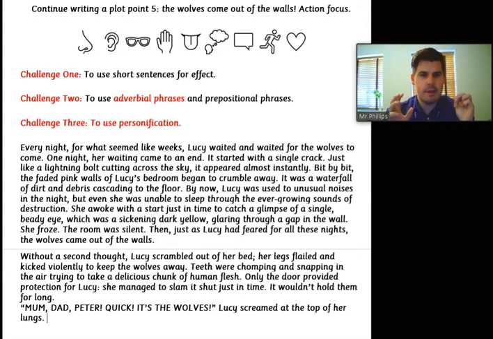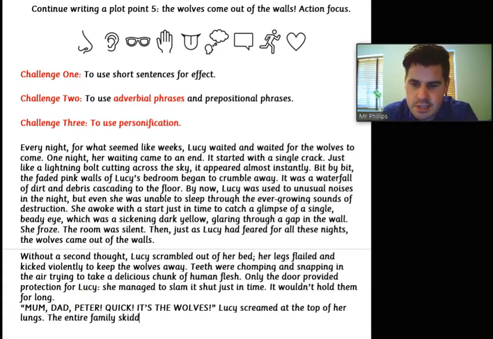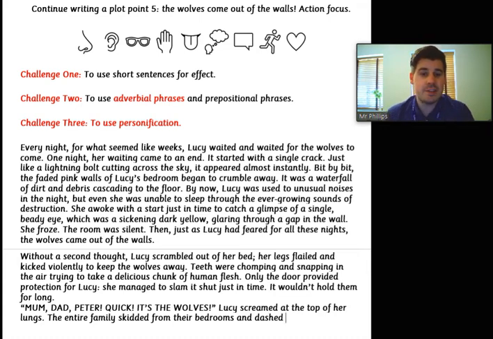And then I want to say, maybe the family kind of skidded out of their bedrooms. So skidded is like you were like, whoa, and you nearly fall over. So the entire family skidded from their bedrooms, and dashed. Oh, here's a chance for me to use a prepositional phrase. I'm going to say where they dashed. Dashed down the stairs to the front door. There you go. And saying where they dashed is my prepositional phrase. Got that in. Mum, Dad, Peter, quick! It's the wolves! Lucy screamed at the top of her lungs. The entire family skidded from their bedrooms and dashed down the stairs to the front door.